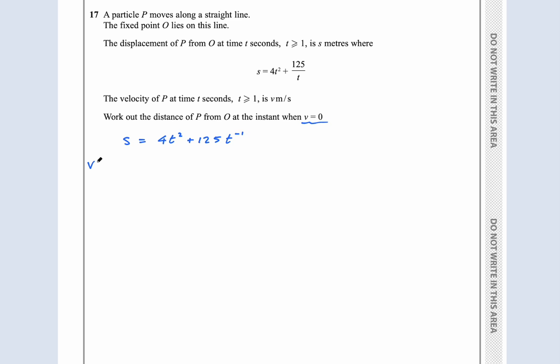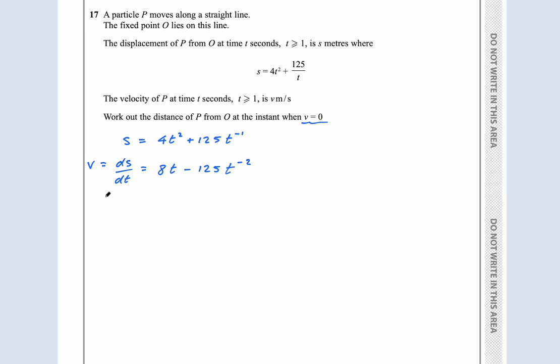Now the velocity is the derivative of the displacement. It's ds dt. So if I differentiate this, because it's the change in displacement with respect to time, I multiply by the power, 8 t to the power of 1, because I subtract 1 from the power. Then I multiply by minus 1, so it's minus 125 t, and I subtract 1 from minus 1, so it's minus 1 minus 1, which is minus 2.